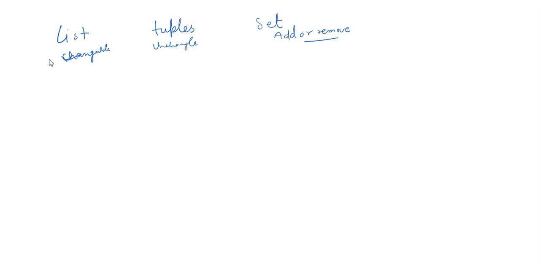We have already looked at lists and tuples. You know that a list is changeable. A set has changeable and unchangeable aspects: here you can add or remove data, but cannot change the element. And in a list you can also add and remove. For tuples, once you create a tuple, you can never add or remove any elements. Sorry, you can remove elements, but you can never add an element.